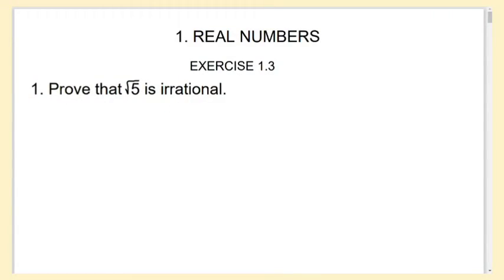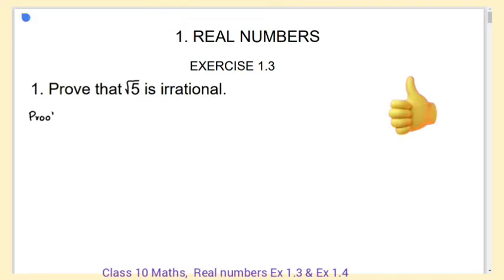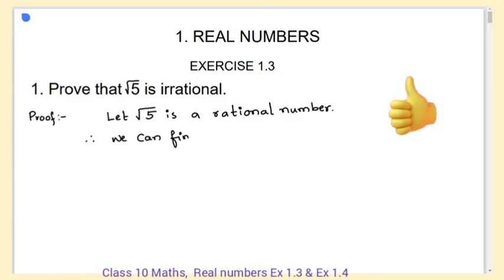Real numbers, exercise 1.3. First question. Prove that root 5 is irrational. Proof. Let root 5 be a rational number. So let us take that root 5 is a rational number.